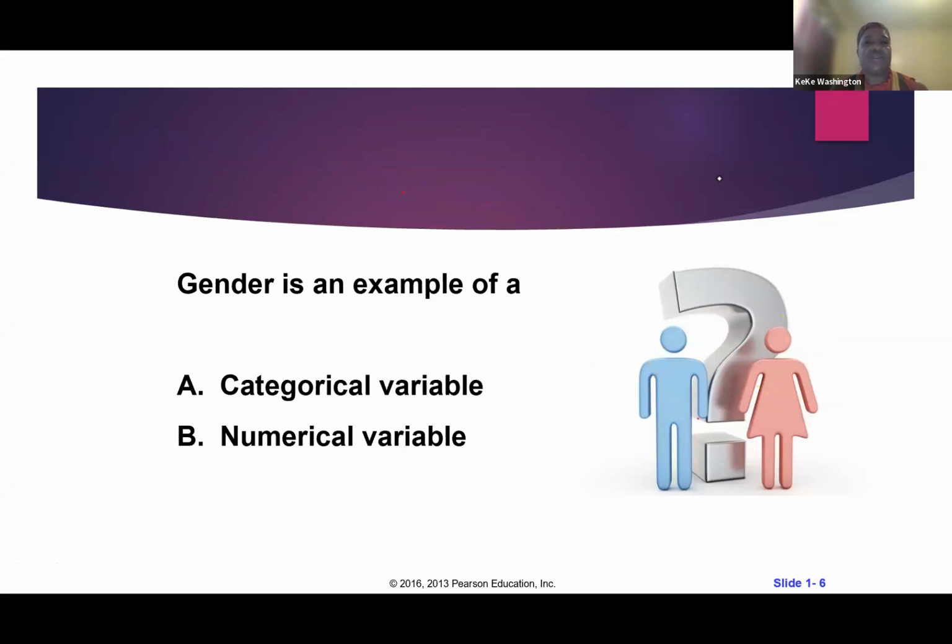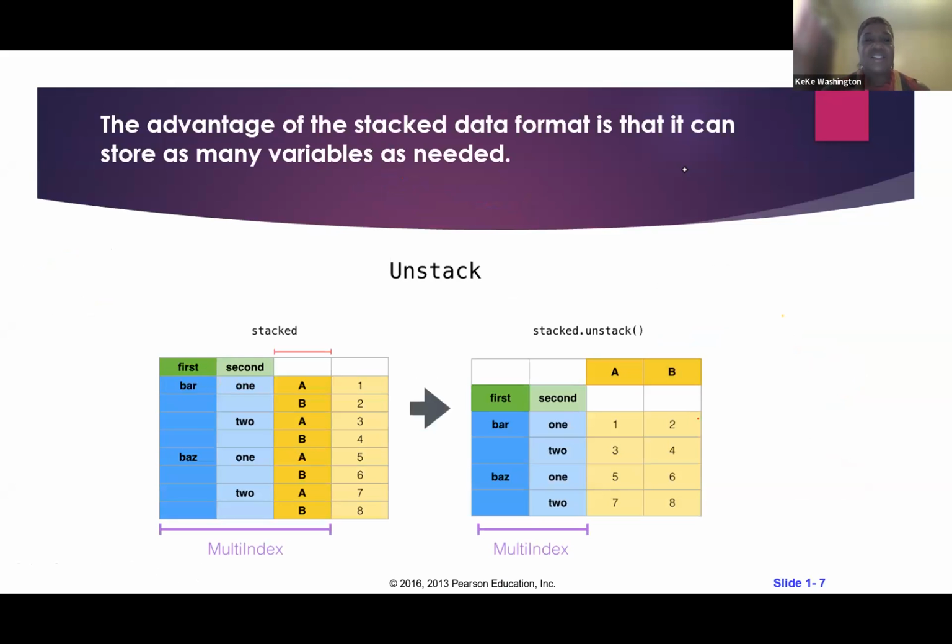All right, so gender, I think that's one of the examples I mentioned, so I've already given you the answer. Gender is a categorical variable. Then we sorted that data.